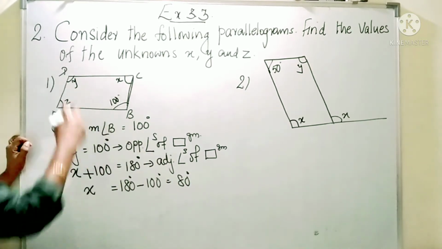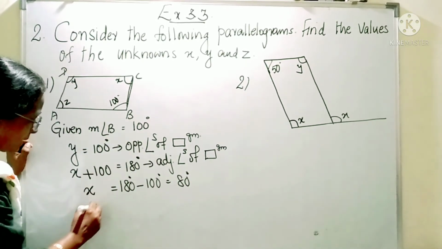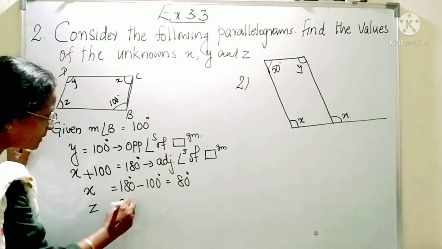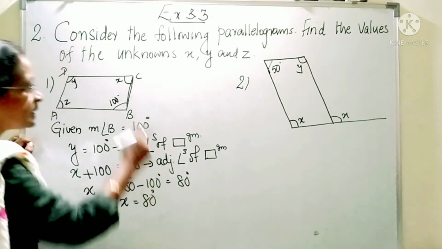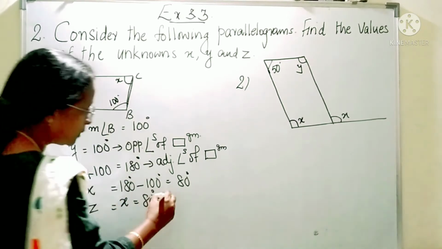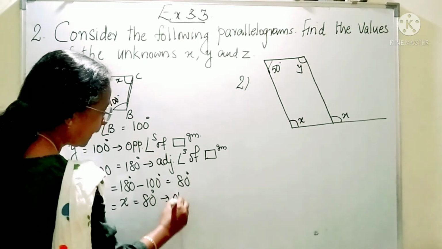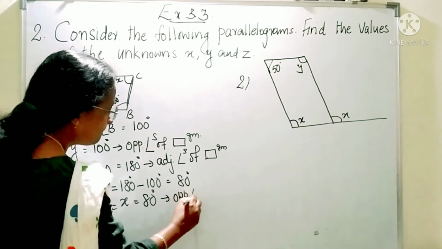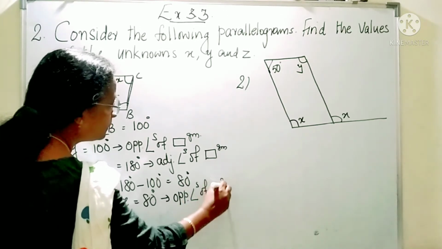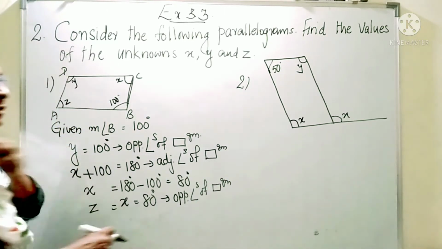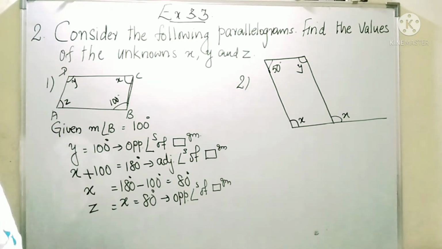Now if x is 80 degrees, z is equal to x, which is equal to 80 degrees. What is the reason? Again, opposite angles of parallelogram. So this is the reason.